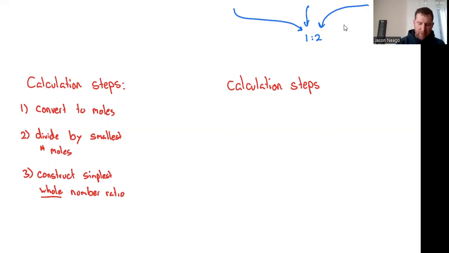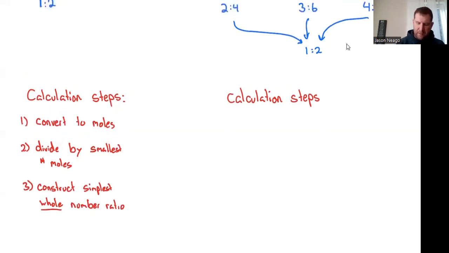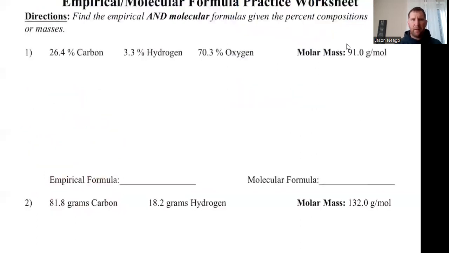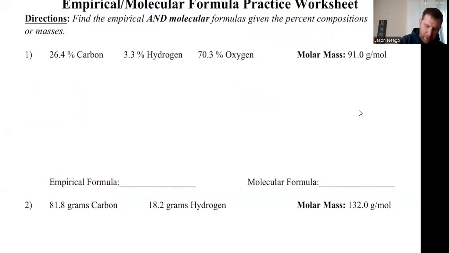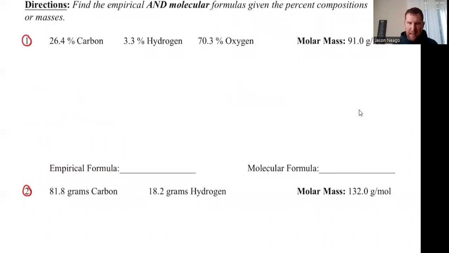Okay, so I'm going to jump over to our practice worksheets. And hopefully you'll see this pop up here in a minute. There we go. Just a little bit of lagging. We're going to go through doing the empirical formulas for problem number 1 and problem number 2. Notice that in problem number 1 and problem number 2, we have a little bit different variation when it comes to the data that's provided.